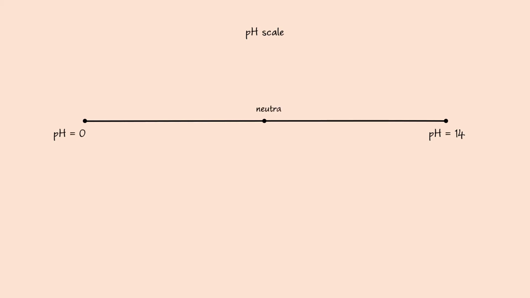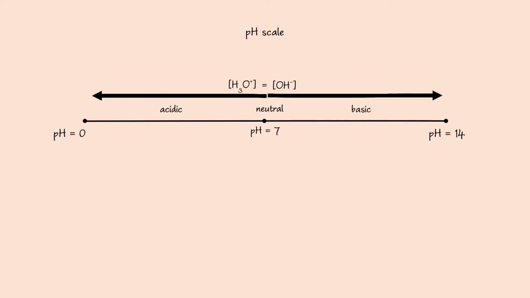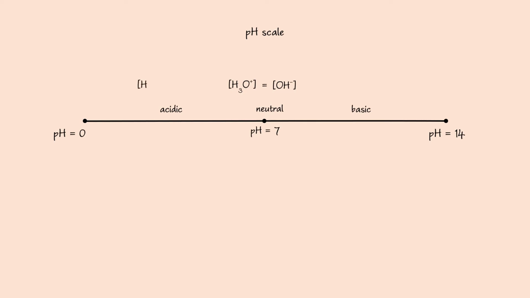Neutral solutions have a pH of 7. The concentrations of hydronium and hydroxide are equivalent in neutral solutions. Any solution with pH less than 7 is acidic, and greater than 7 is basic. In acidic solutions, the concentration of hydronium is greater than that of hydroxide. In basic solutions, the concentration of hydroxide is greater than that of hydronium.